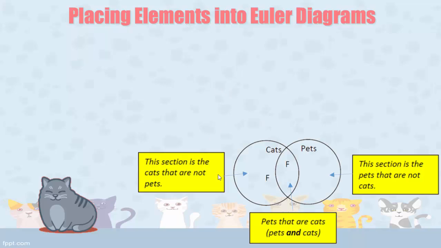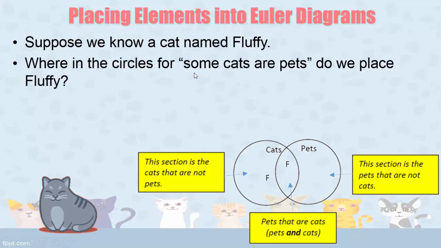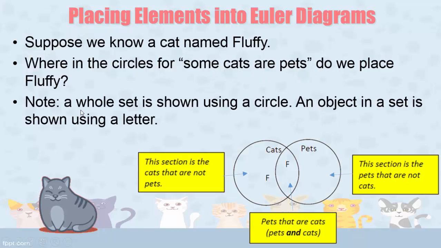Now we're going to place elements inside the Euler diagrams. As mentioned, in Euler diagrams you can place an element in more than one place. Suppose we know a cat named Fluffy. Where in the circles for "some cats are pets" do we place Fluffy? Note the whole set is using the circle. So here we have Fluffy. Fluffy can be a pet cat, but Fluffy can also be a cat that isn't a pet. For example, Fluffy can be a lion, and a lion, despite what you may have heard on The Lion King, is not considered a pet cat.